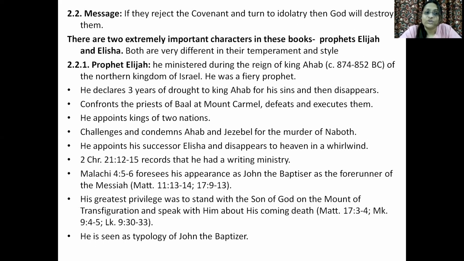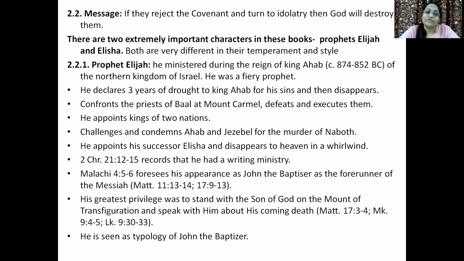We can see that there are two extremely important characters in this book. In the whole book of Kings, there are two important prophets. First is Prophet Elijah, and the second is Prophet Elisha, and their ministries deal with a lot of instances and events in this book. Both are very different temperamentally; though they were leader and disciple, they are very different in their temperaments and styles. Let's talk about them, as they become two very important portions of this book.